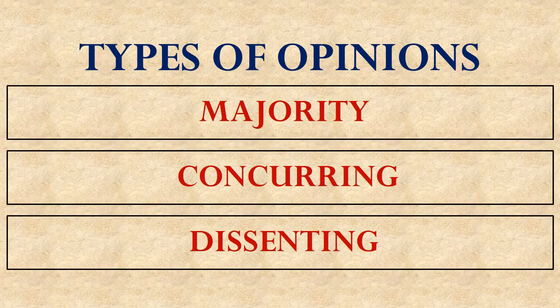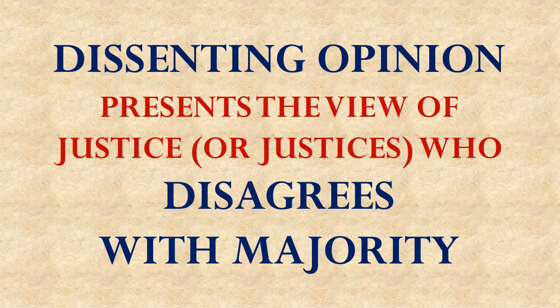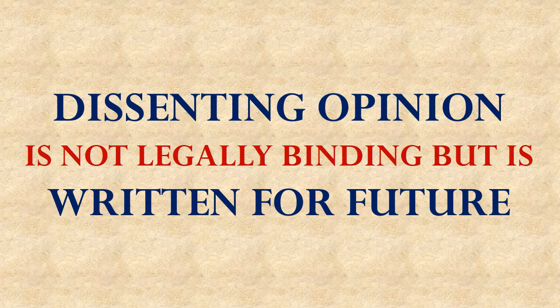In addition to majority and concurring opinions, there are also what we call dissenting opinions. A dissenting opinion expresses the view of a justice or multiple justices who disagree with what the majority is doing. They think the majority is getting it wrong. And so they write their opinion, which again is not legally binding. The only legally binding opinion is the majority opinion. They write their opinion again for the future.